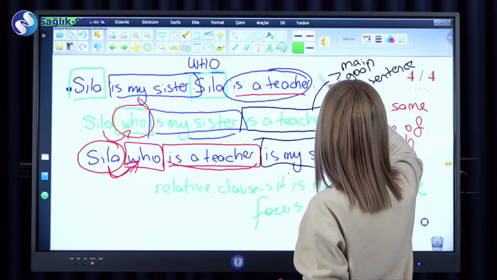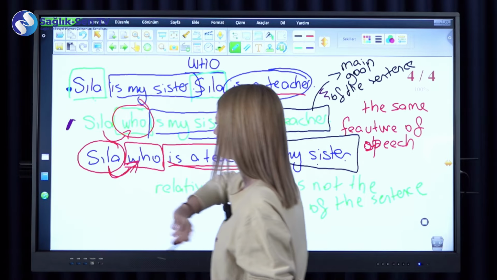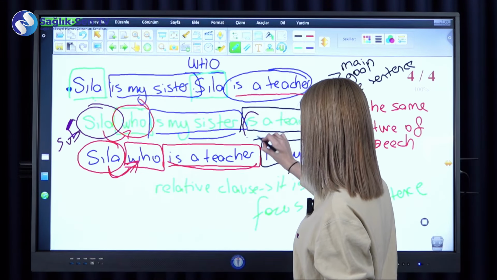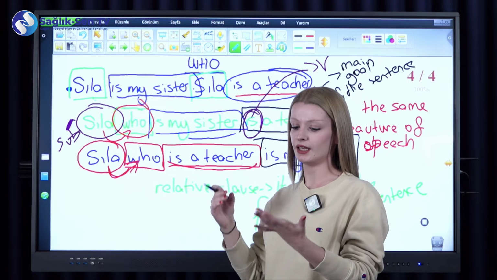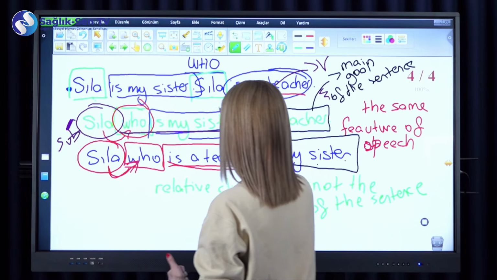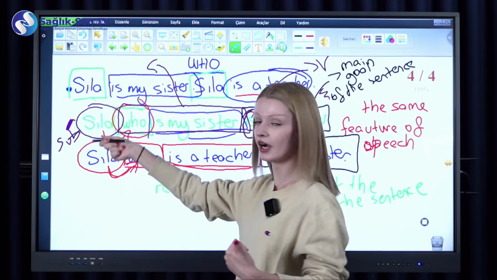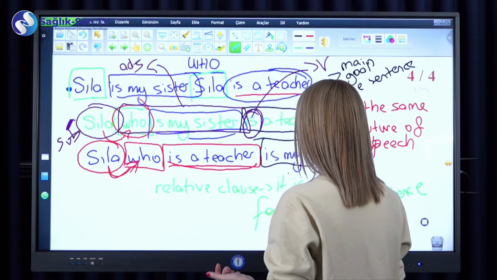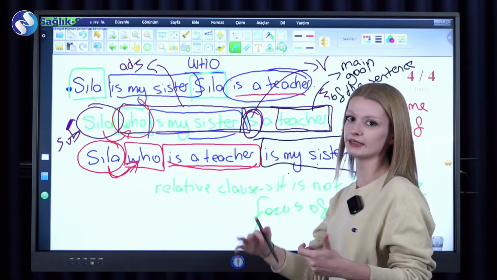So let's have a look at here. In this sentence, Sıla, who is my sister, is a teacher. Sıla is the subject, and "is" is the main verb of the main clause, which makes it the actual verb of the sentence. Looking at "who is my sister," an extra information, I can say that this is obviously a relative clause, something that defines the subject. So this is used as an adjective here, and this is the object of my main clause. So actually the main clause in this sentence is Sıla is a teacher.